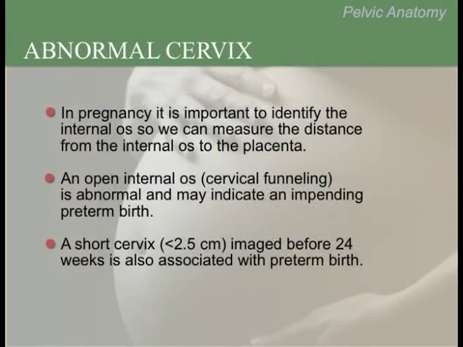You should attempt to image the cervix in every scan until late in pregnancy, because an abnormal cervix can be a warning sign of problems during delivery. Sometimes you can't see the cervix well until late in pregnancy. For example, an internal os that is open, called funneling, is a warning sign of preterm birth. A cervix that is shorter than normal, less than 2.5 centimeters when imaged before 24 weeks gestation, is also associated with preterm birth.